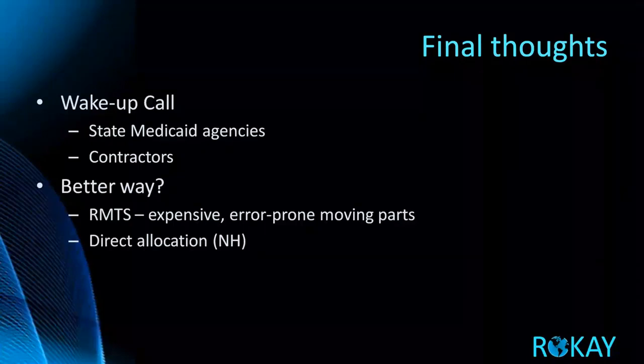And there probably are audit issues that you could find with that direct allocation that New Hampshire uses, but I don't think, with my experience, that they're going to be nearly as prevalent or as error prone as the random moment time study. So if there are states out there who are frustrated maybe with their random moment time study, maybe you should get with the folks in New Hampshire and see how they do stuff. I think it's a really good system, and I think lots of people that I've talked to think it is too.